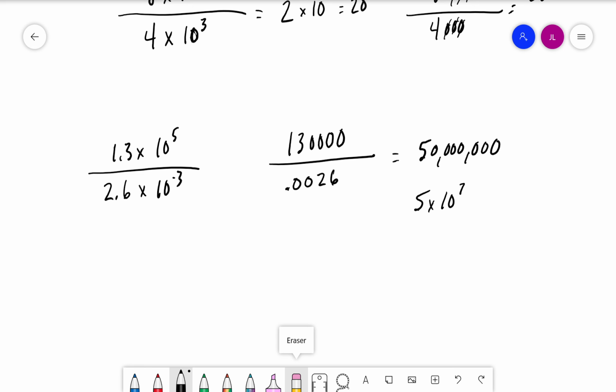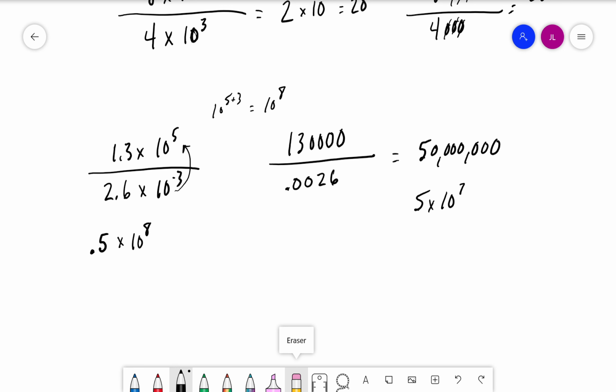So how can we do this? How can we think about this without doing this long ways? Well, we know 1.3 divided by 2.6 is 0.5. That's easy enough to do. If we bring this 10 to the negative third up, this becomes 10 to the third, and we would have 10 to the fifth plus 3, which would be 10 to the 8th. Okay, so we have 0.5 times 10 to the 8th.